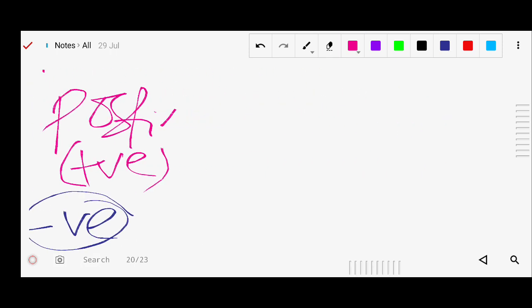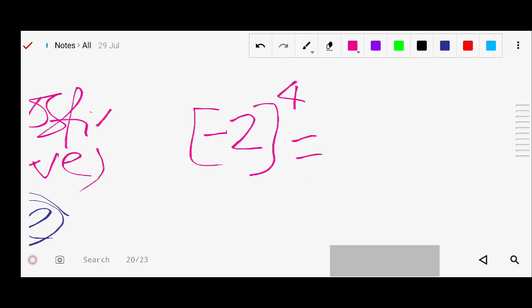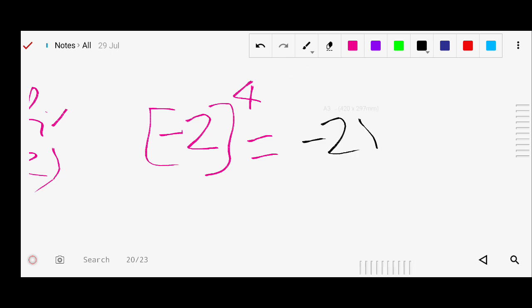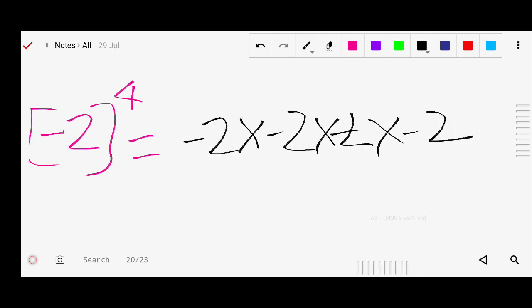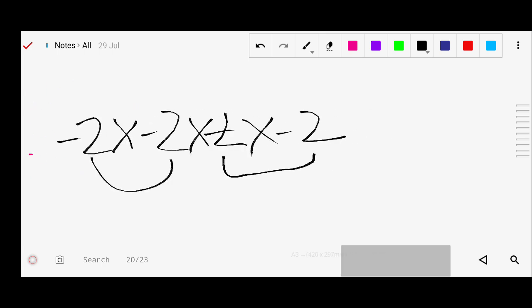I can give you an example of this. As I said, a negative number and an even power, let it be 4, right? Now if you expand it, what will you get? Negative 2 multiplied by negative 2, multiplied by negative 2, multiplied by negative 2, that is 4 times. Now 2 times 2 is 4, 4 times 2 is 8, 8 times 2 is 16. So the answer is plus 16.